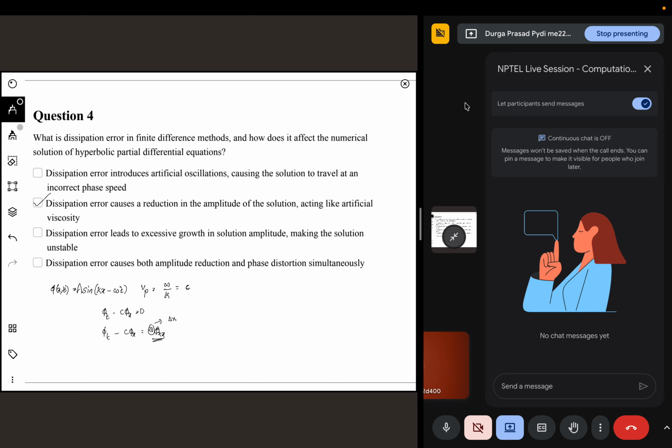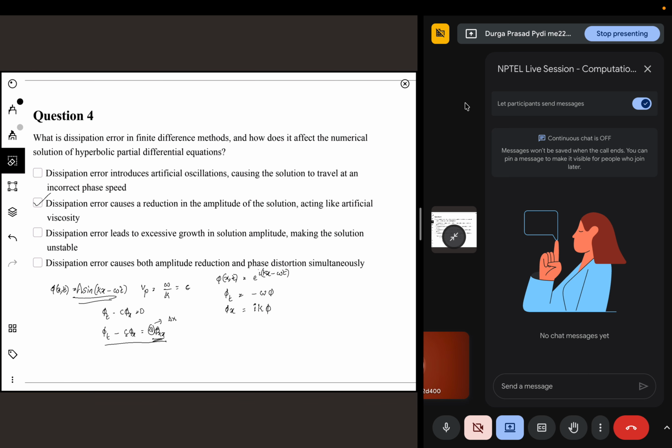Dissipation error causes both amplitude reduction and phase distortion simultaneously. This we can see from the Taylor analysis, that this is the kind of equation we will end up with, where c remains the same. Or you can also check in a different way. I can also write this as e power i(kx minus omega t), and then see what is happening for the specific problem. So I have phi t is minus i omega times phi, and phi x is ik times phi.